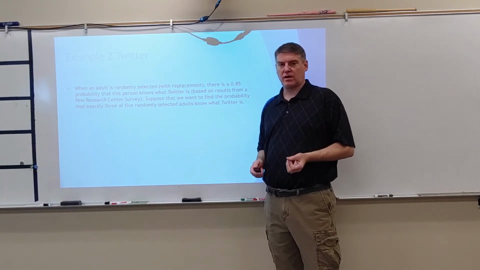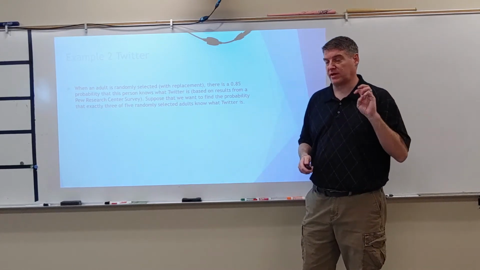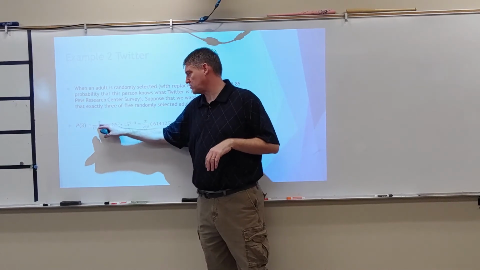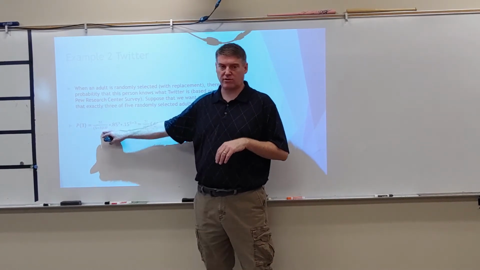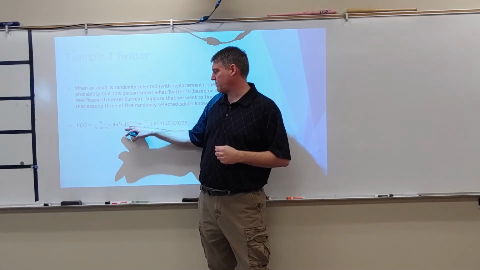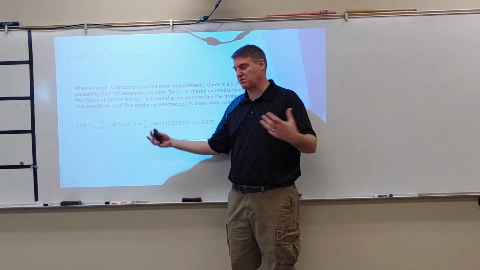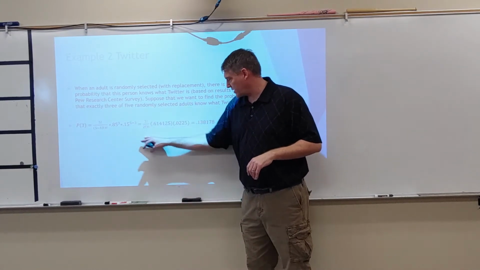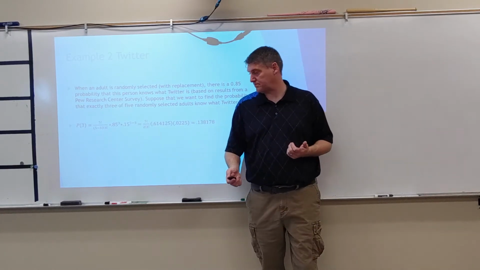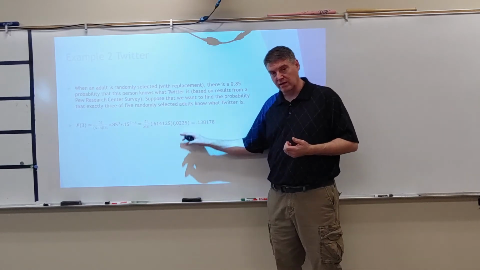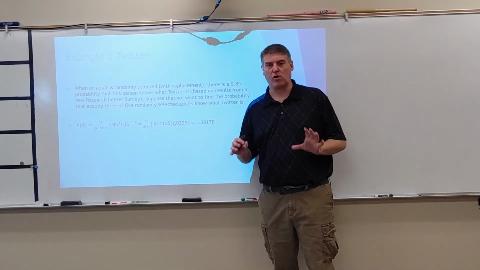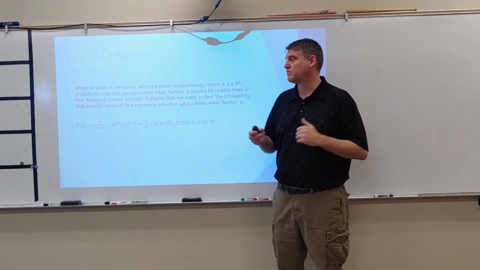Okay, so we're going to go back to that Twitter example, and we're going to find the probability of selecting 5 people and exactly 3 of them knowing. So my N is 5, my X is 3, so I have 5 factorial over 5 minus 3 factorial times 3 factorial, times 0.85 to the third times 0.15 to the 5 minus 3, or second, because that's how many failures I have. So I multiply it all out, I have 0.138178. That is the probability that exactly 3 people out of 5 will know what Twitter is. Exactly 3, right?